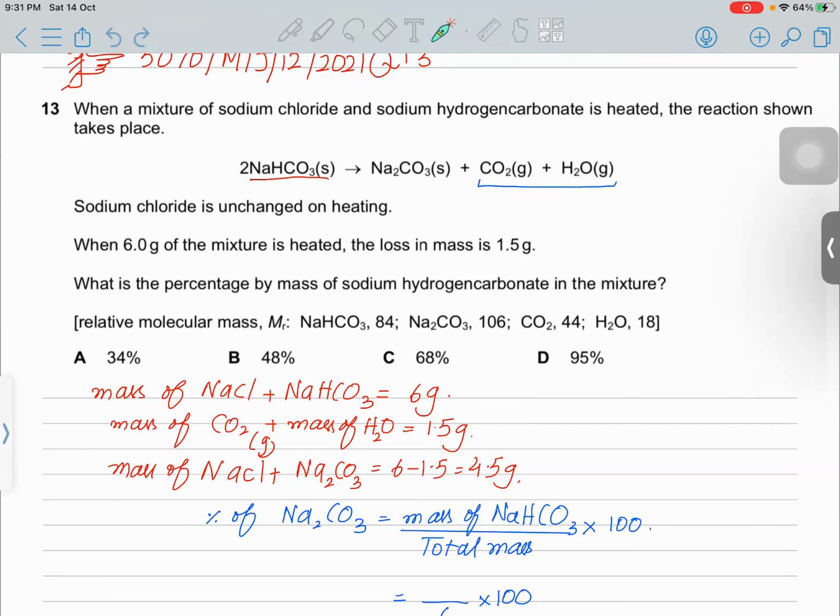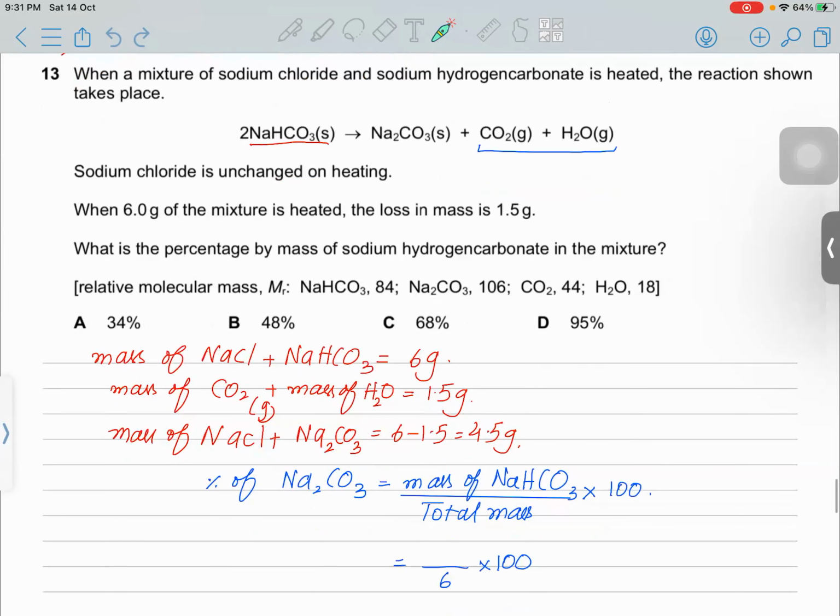Did anyone solve this question? No, sir. Total mass is 6 gram, right? Yes, sir. Okay.